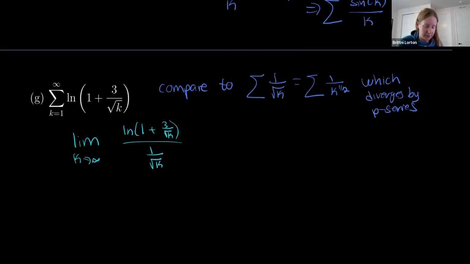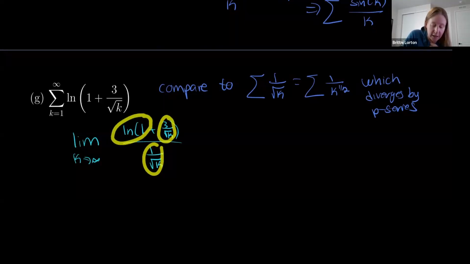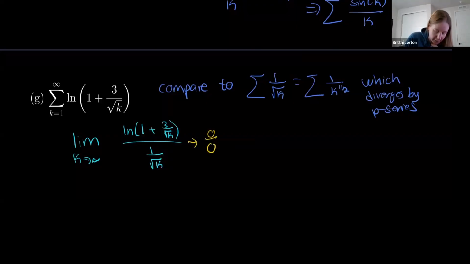In this case, it diverged. Okay, and then I'm going to do that limit. Now you might notice as k goes to infinity, 1 over a really large number goes to 0. So 3 over a really large number goes to 0. So both of those fractions go to 0. And on top, that means I'm left with ln of 1, which is 0. So I ended up with 0 over 0, which is the time that I can use L'Hopital's rule.